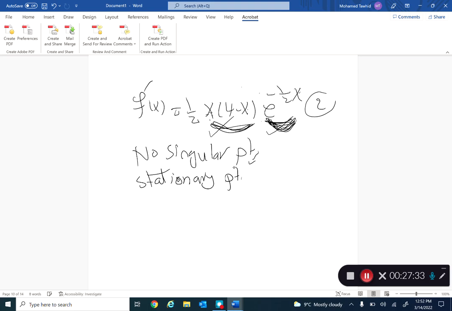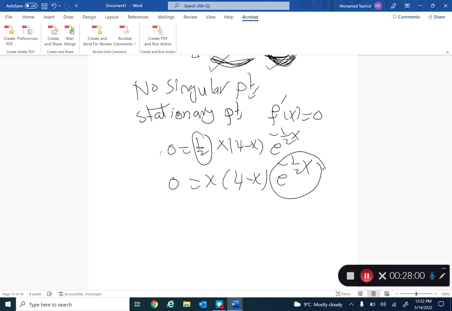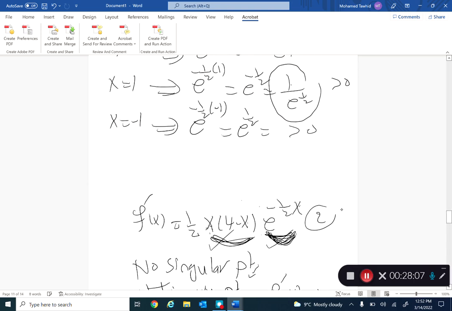How to get a stationary point? Your derivative must be 0. So you have 0 equals 1 over 2 x multiplied by (4 minus x) e to the power negative 1 over 2x, right? So now, how to solve this one? Here 1 over 2, I can divide both sides by 1 over 2. You get 0 equals x multiplied by (4 minus x) e to the power negative 1 over 2x. What do you know about this one? This term is always non-zero, always positive. That is what I showed you here.